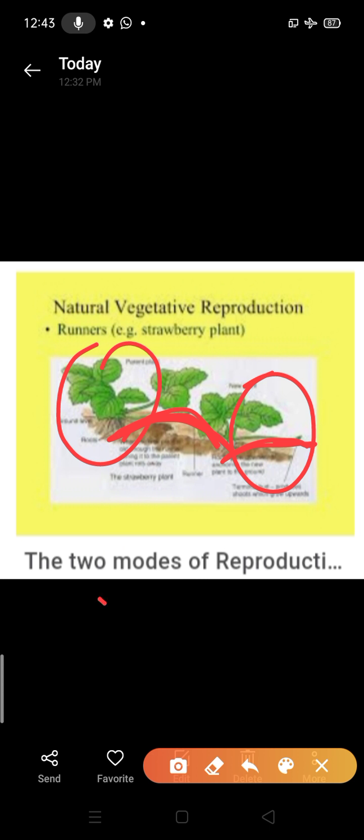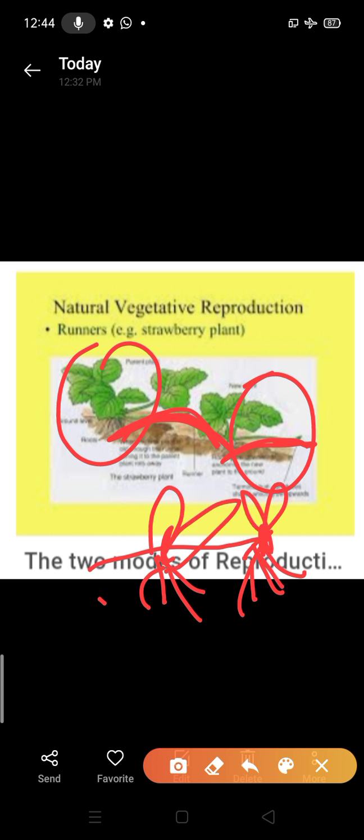Clear? One stem runs parallel to the soil, and by this method strawberry can grow by natural vegetative propagation. In doob ghas, also called cynodon, you can observe how the grass grows. Especially in doob ghas nodes are there, and from each node a new plant can emerge out. So mostly all the grasses show the vegetative type of reproduction. I hope that much is clear.